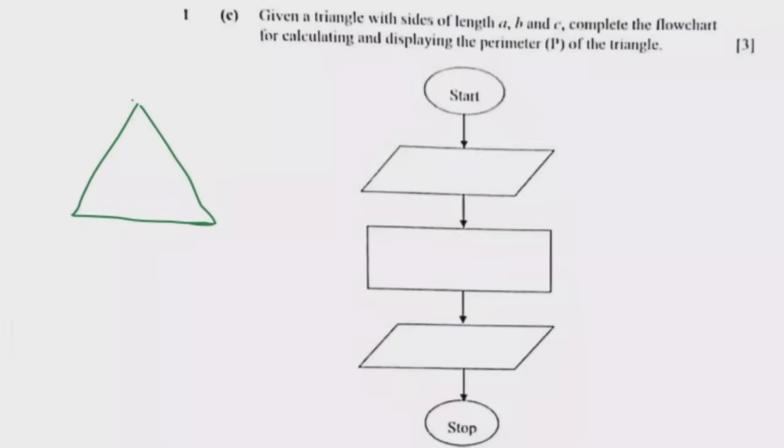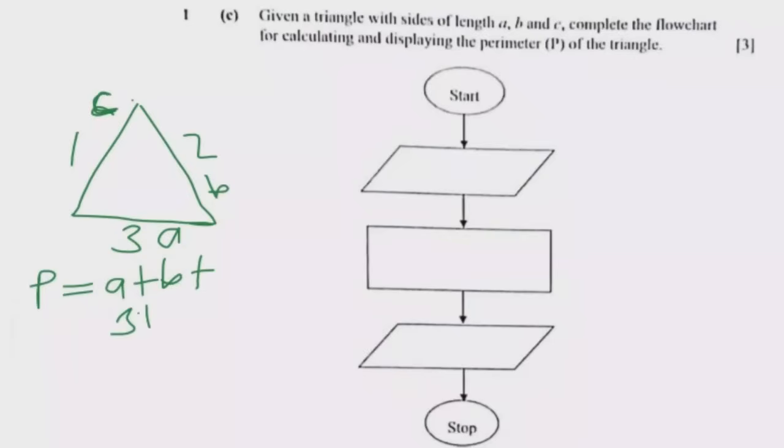So when you're calculating the perimeter, if here there is 3, here there is 2, and here there is 1, and this one is A, this is B, and this is C. If you want to find the perimeter of this triangle, that means we're going to add all the sides, which is A plus B plus C. In this case, A is 3 plus B is 2 and C is 1. That means the answer will be 6. Okay, so this is what you do.